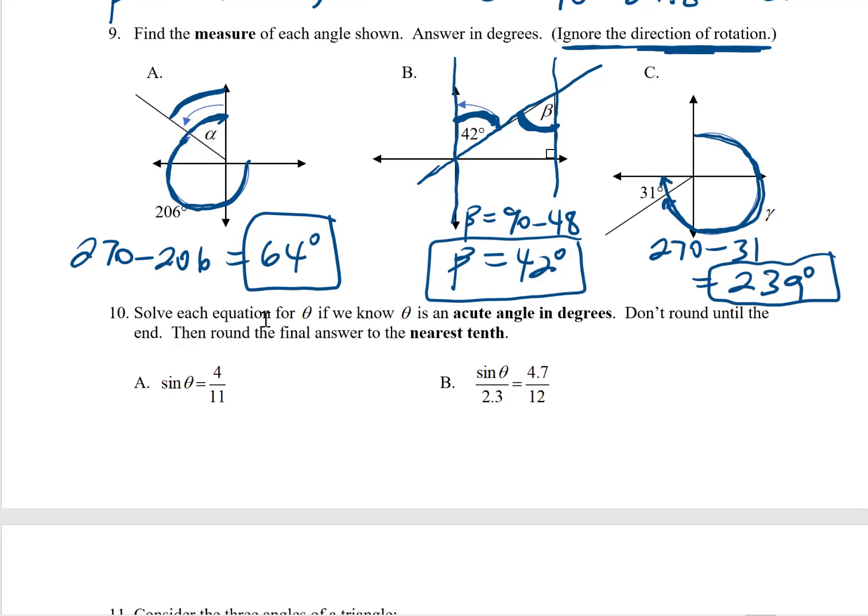Problem 10, I want to solve the equation for theta. I know that theta is acute. That's nice because then I don't really need a picture. I know it's just a first quadrant angle. I am measuring in degrees here, and we are giving a rounded answer.